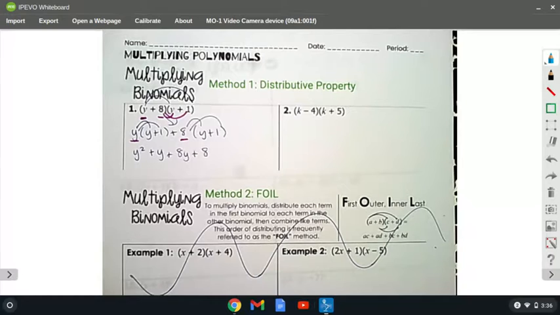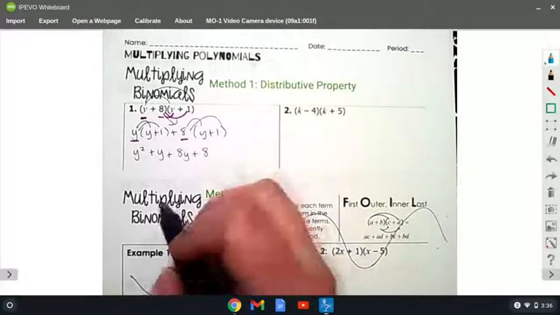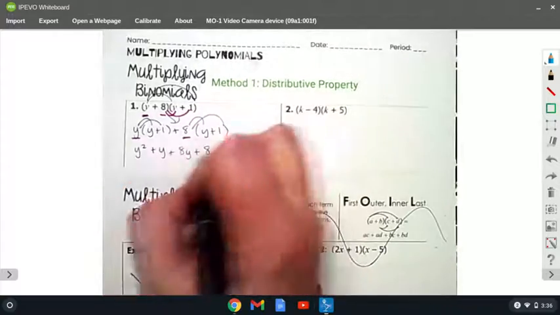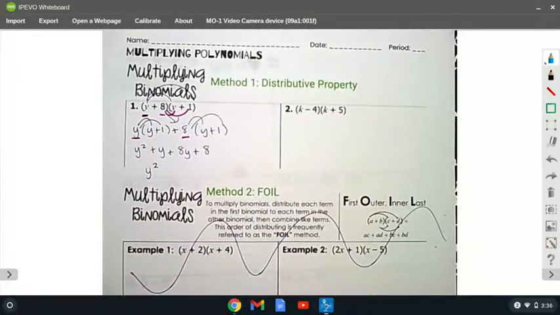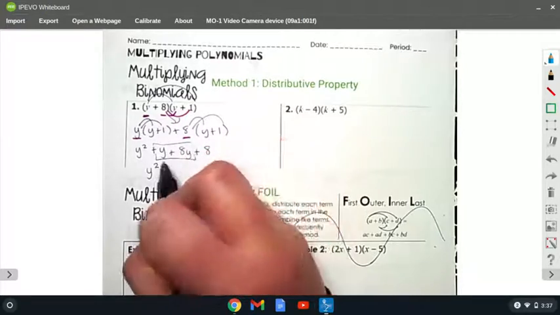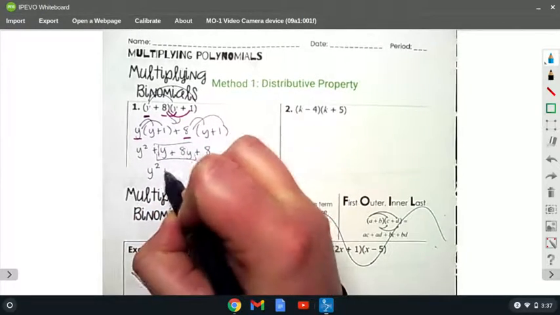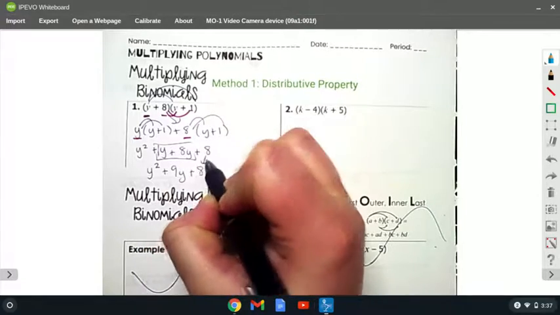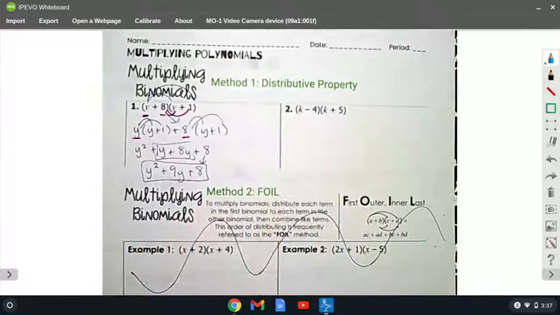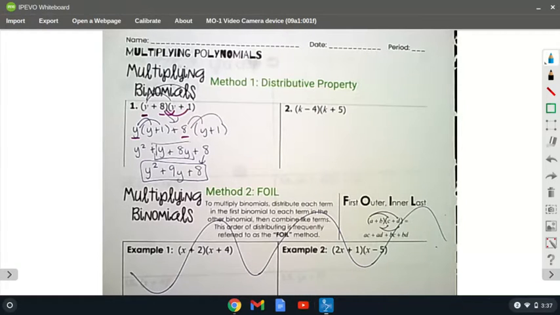The last step here is always to combine our like terms. So I have y squared first. That's definitely my largest degree, and it has no like terms, so I'm going to write it down. In the middle, I have like terms here. I have 1y and 8y, which combines to be 9y. And then this positive 8 comes down. And this would be my final answer after I distribute. Just giving everybody a second to make sure they have that down.